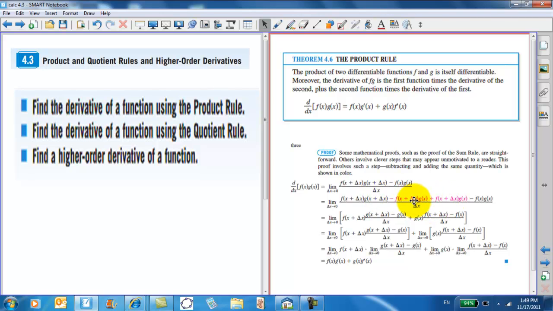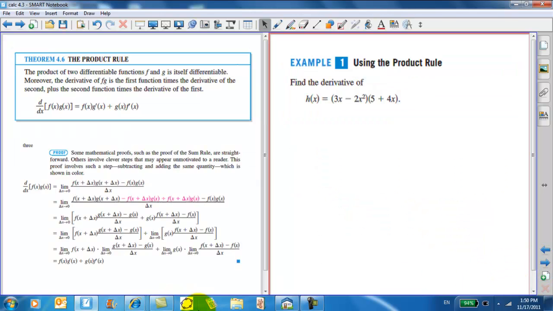And notice you have to sort of subtract and add the same thing in here to get the right things factored out so that you can get the limit definition for g prime here, and here's the limit definition for f prime here. And notice the limit as delta x goes to 0 of f of x plus delta x, that delta x goes to 0, and that's why you just get f of x for that part.